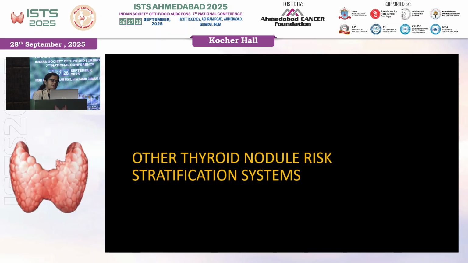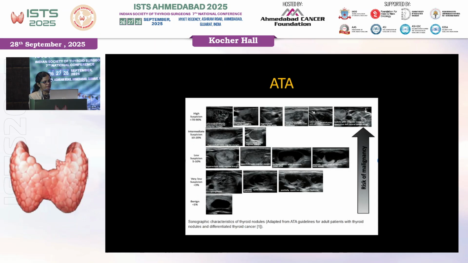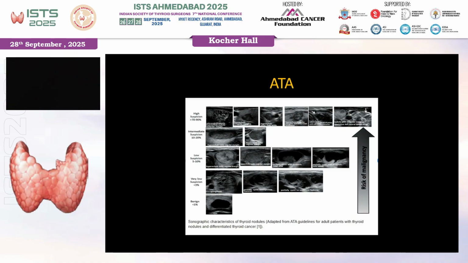So I know I'm crossing the time, but I'll just quickly cover some other risk stratification systems. The most common is the ATA, because the ATA is a clinical society and they have a little different thinking, and they found that there are some limitations of ACR TIRADS. So even in 2025, they're going to come up with a new probable sonography based system. The previous 2015 one was again a pattern based thing.